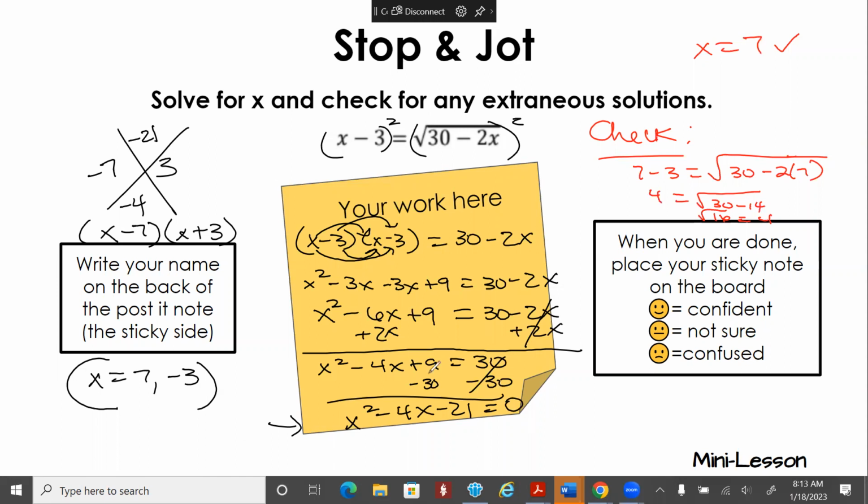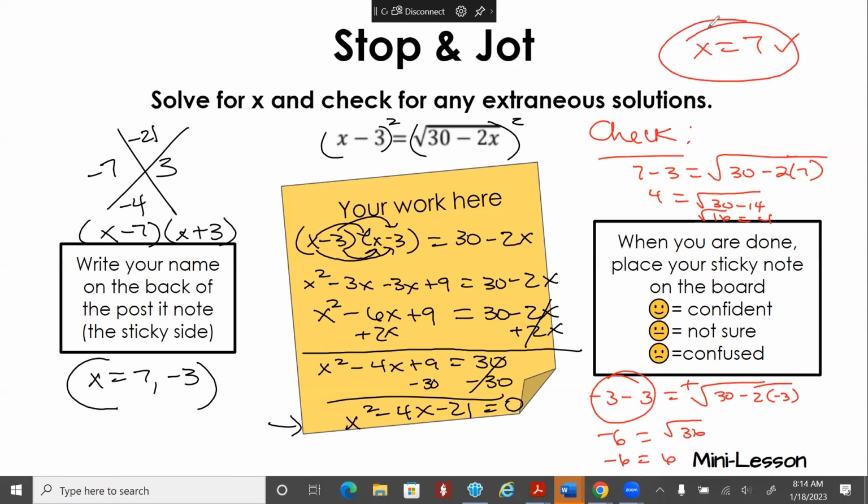If I check negative 3, I'm going to plug that in. And remember what we talked about with that last problem? Okay, if you have a negative number on the left-hand side and a positive number on the right-hand side, that's never going to equal. So we can go ahead and say this guy's wrong. Okay, if you want to plug it in and check it, you would get negative 6. And on this side, you would get square root of 36. Square root of 36 is positive 6. And is negative 6 equal to 6? No. So x equals 7 would be our only answer.